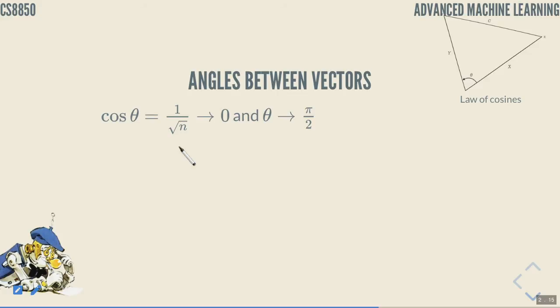It's because the length of an axis-aligned vector is 1, while the length of this diagonal is square root of n, right? This is from the generalized Pythagoras theorem. So as n grows, cosine theta tends to 0. That means the vectors tend to be perpendicular. It will be almost perpendicular, but not quite, but it tends to be perpendicular.